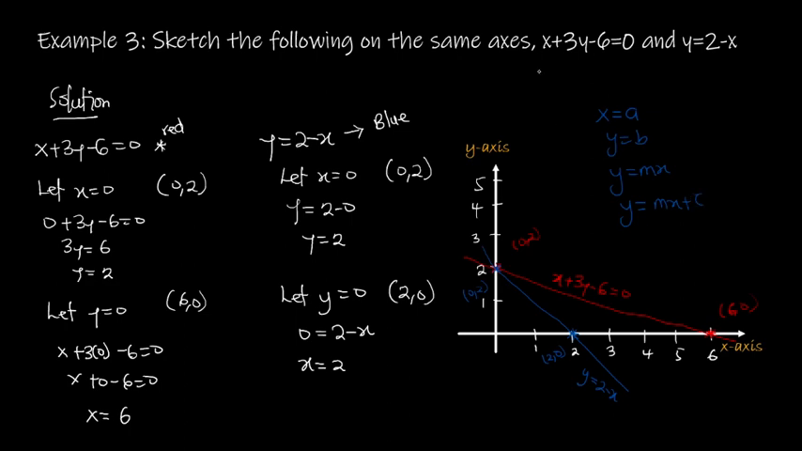And from there, if you have an equation, you make x 0, you get the value of y. You make y 0, you get the value of x, and then you plot those 2 points together to have your straight line on the graph.